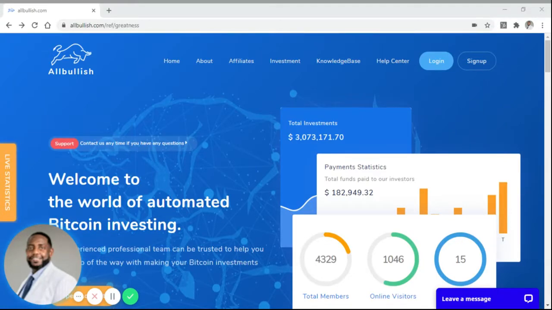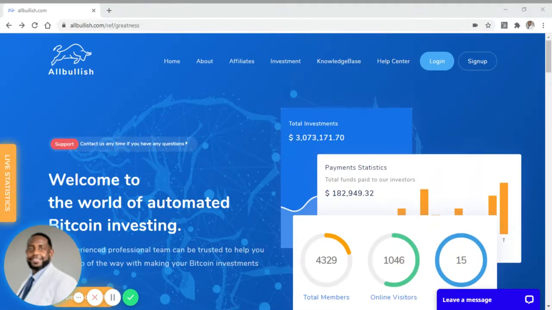And today I'm going over a platform that's called All Bullish. This is a fairly new platform, but I am loving every bit of it right now. It's been absolutely phenomenal. Now, there's a couple things that I look at when I look at a crypto investing platform, because there's a lot of scams out there. There's a lot of platforms that don't do what they say they're going to do. So I start to review those platforms and see if they're worth even spending any time looking into.